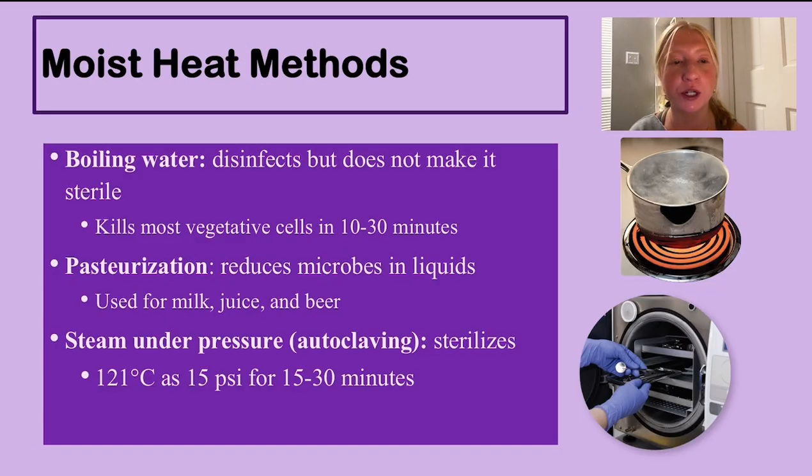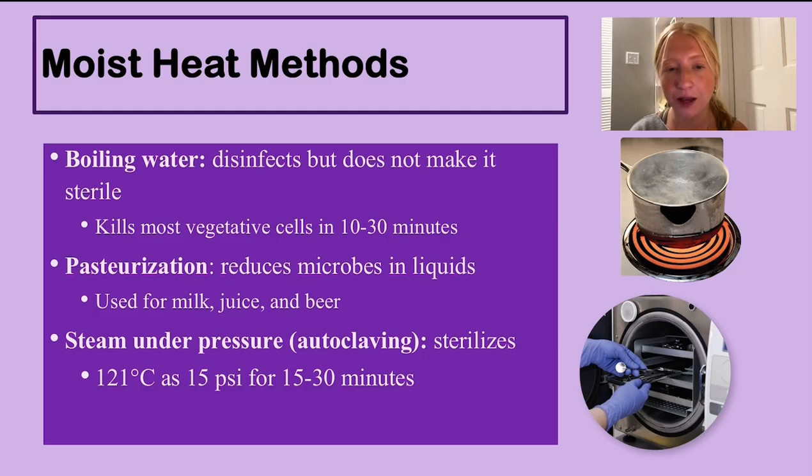So now I'm going to talk about the moist heat methods. This includes boiling water, pasteurization, and steam under pressure, or autoclaving. Boiling kills most pathogens, but it does not kill endospores, so it's a better fit for disinfection at home. And then pasteurization is a mild heat, and it is good to reduce microbial load in liquids, like milk, juice, and beer. We've heard of pasteurization in the past.